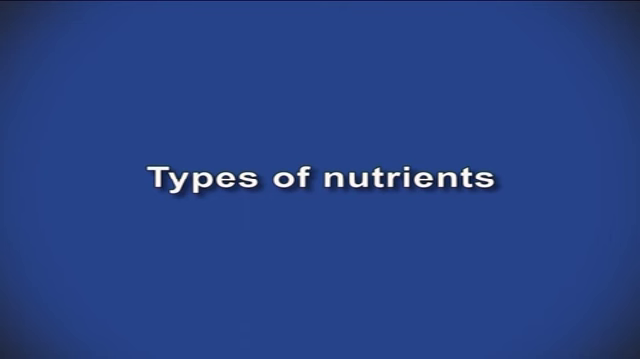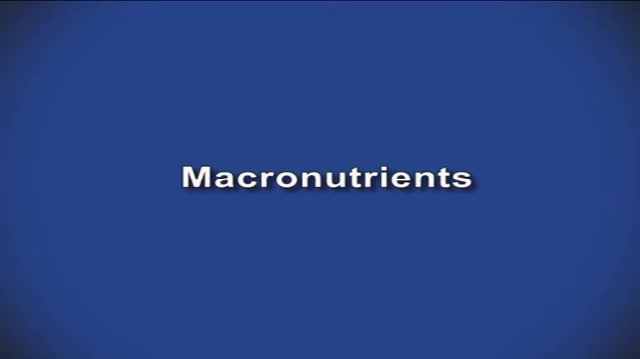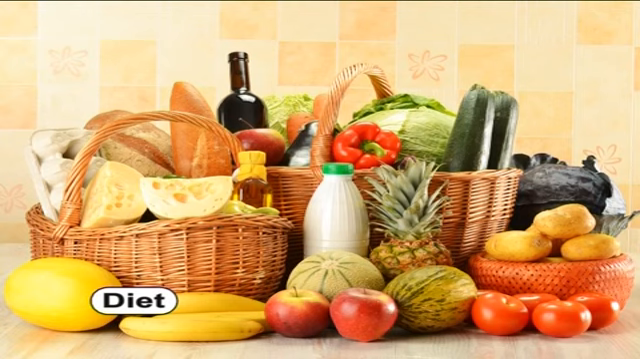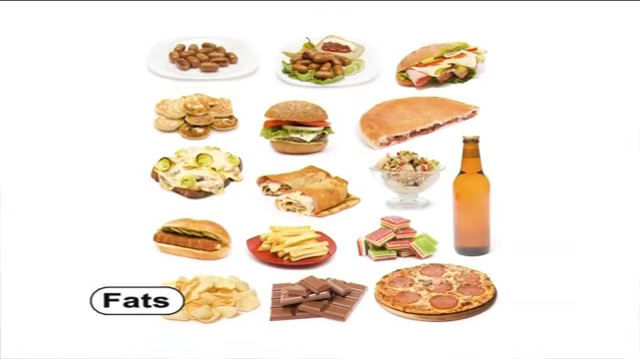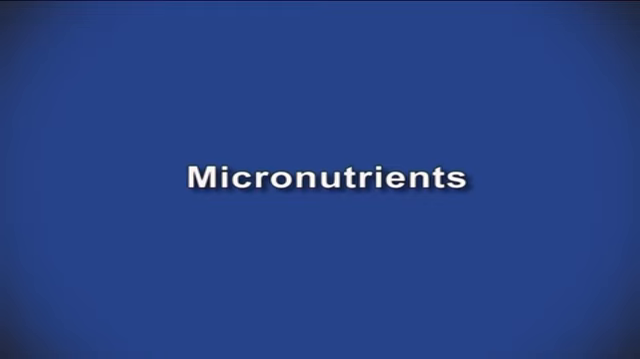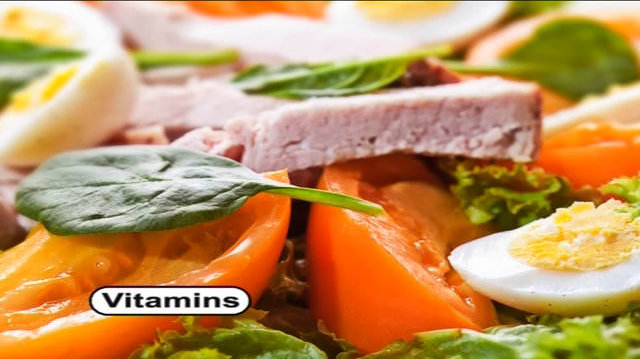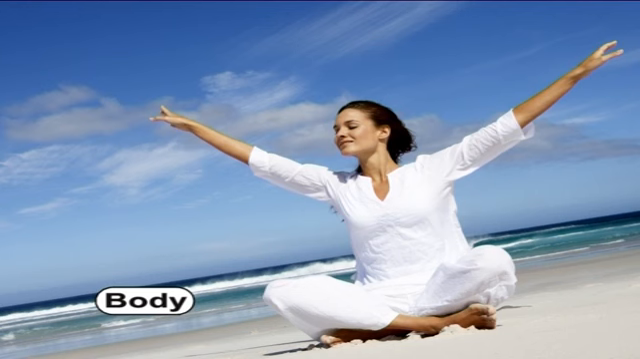2. Types of nutrients. Nutrients are generally divided into macronutrients and micronutrients. Macronutrients constitute the bulk of the diet and are needed in large quantities and supply energy as well as essential nutrients needed for growth, maintenance and activity. Carbohydrates, protein, fats and water are called macronutrients. Micronutrients. Minerals and vitamins are called micronutrients as they are required by the body in small quantities.